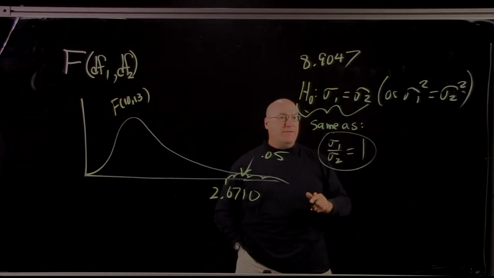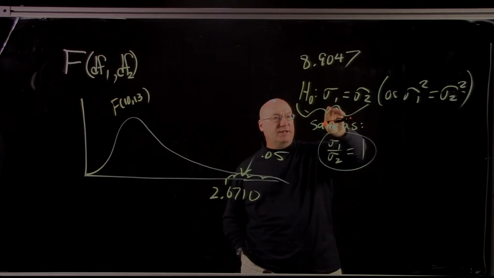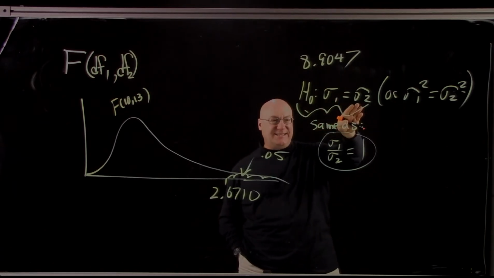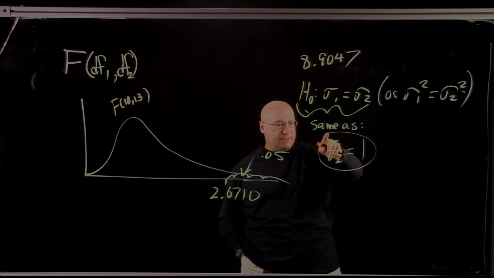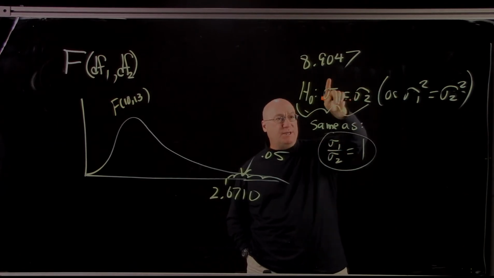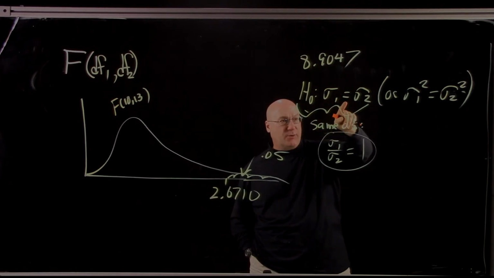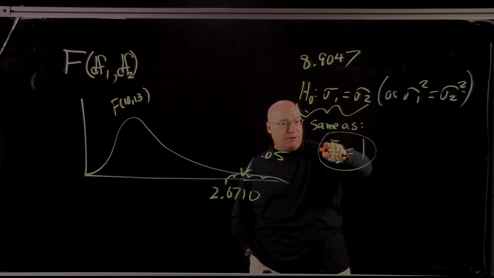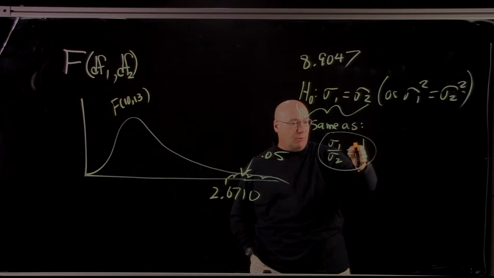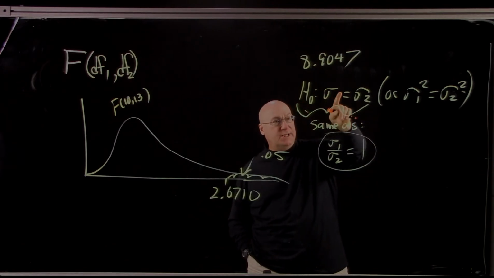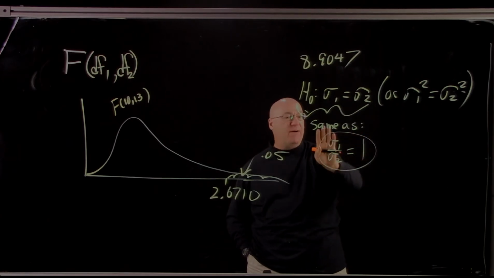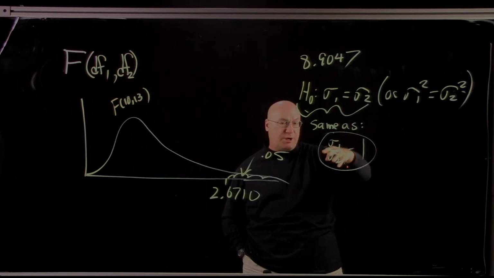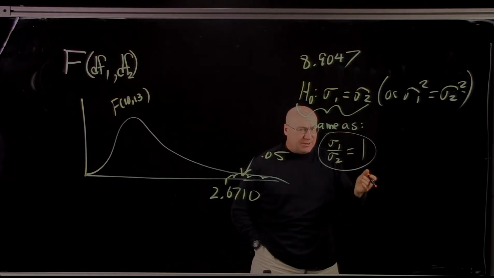All right, so if I want to think of sigma 1 being less than sigma 2, this ratio has smaller over bigger. I would write it as this is less than 1. If I wanted the alternative to be sigma 1 is greater than sigma 2, I'd have bigger over smaller. This ratio would be bigger than 1. If I wanted it to be that sigma 1 is not equal to sigma 2, I would just say sigma 1 over sigma 2. If they're not the same, the ratio will not equal 1. So I could have this ratio being greater than 1, less than 1, or not equal to 1. That's another way to write the alternative hypotheses.